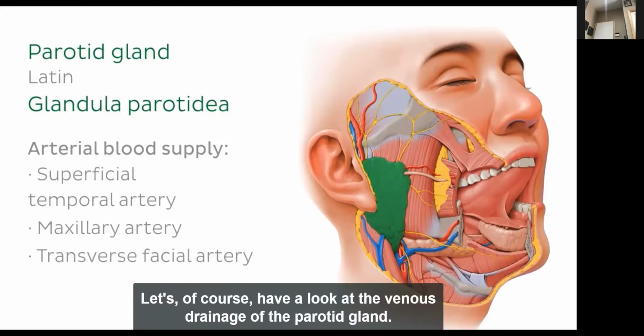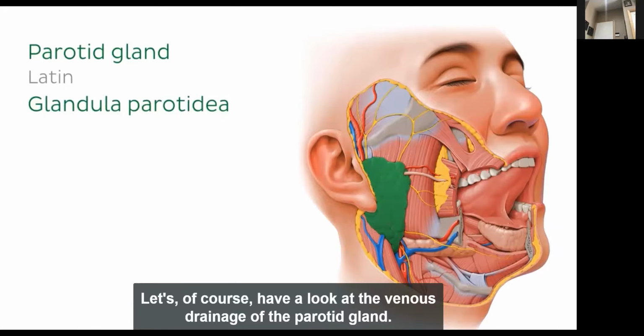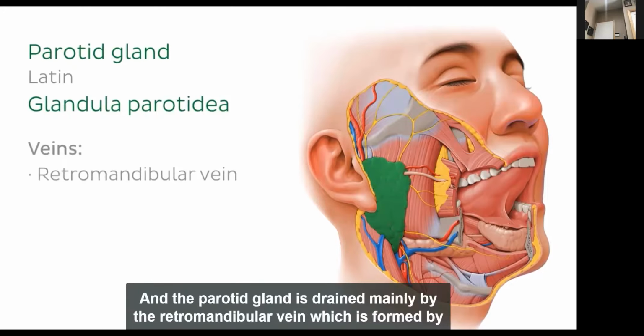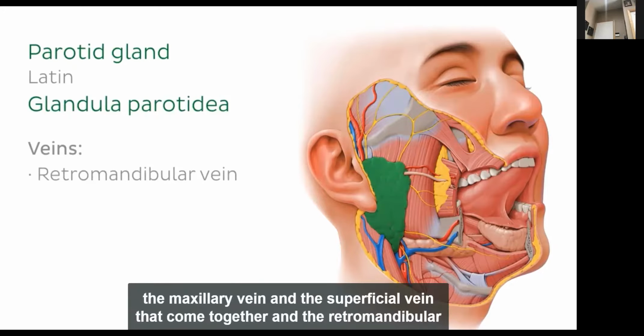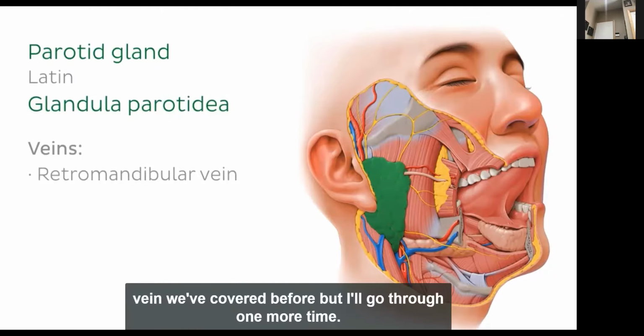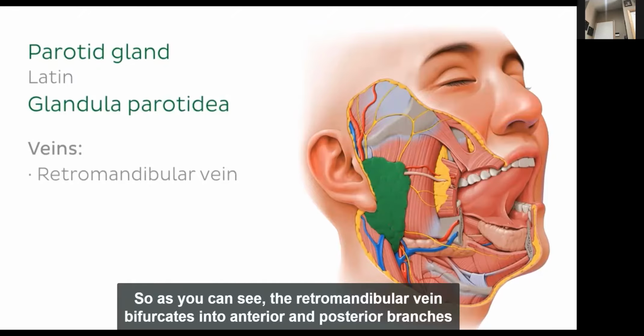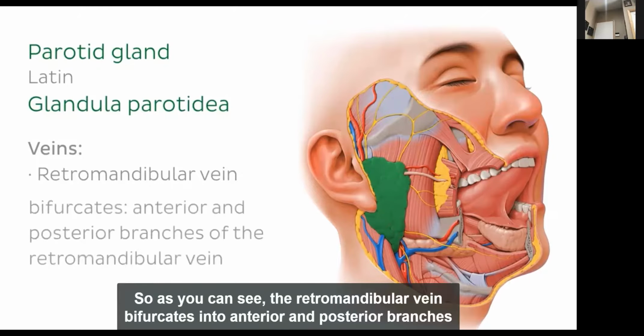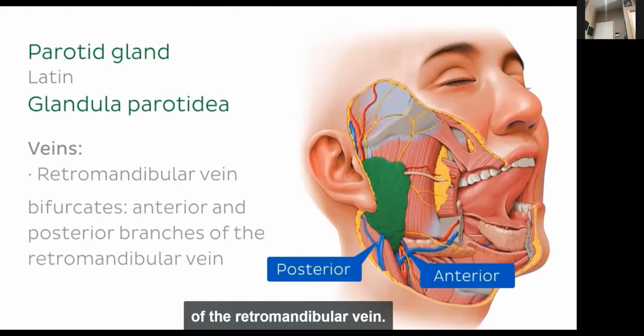Let's of course have a look at the venous drainage of the parotid gland. And the parotid gland is drained mainly by the retromandibular vein, which is formed by the maxillary vein and the superficial vein that come together. And the retromandibular vein we've covered before, but I'll go through it one more time. So as you can see, the retromandibular vein bifurcates into anterior and posterior branches of the retromandibular vein.